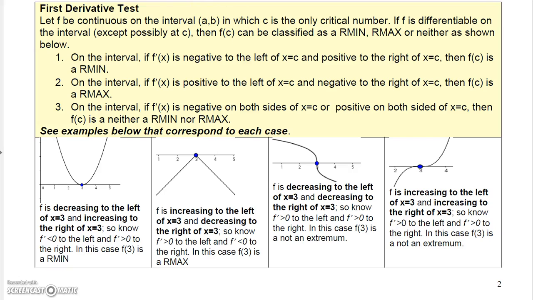Okay, there's two tests we're going to learn in this chapter that help us find extrema. Both are called derivative tests. This is the first derivative test.